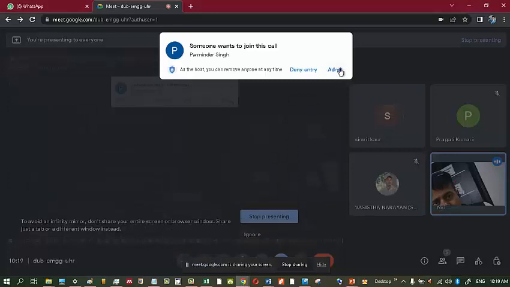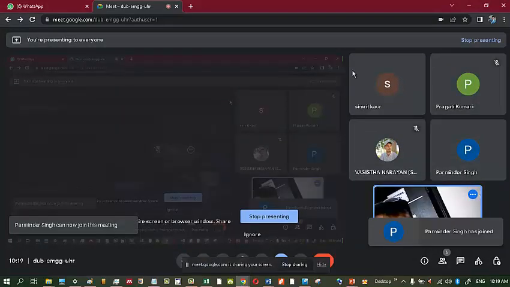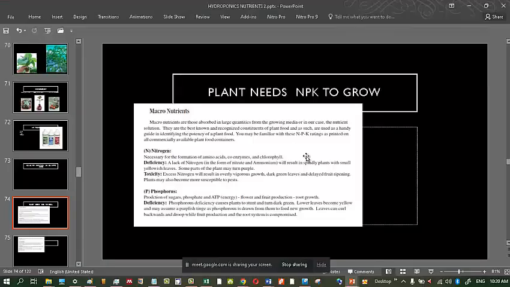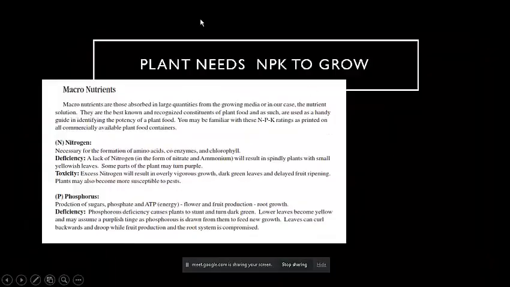Okay, got the idea? So you must know well about the role of macronutrients, their deficiency and their role. What is the role of phosphorus? Role of phosphorus is flower and fruit production. Flower and fruit production. Root growth. Okay, flower and fruit production.